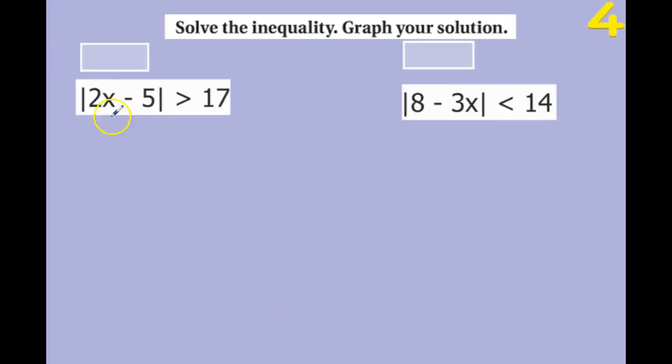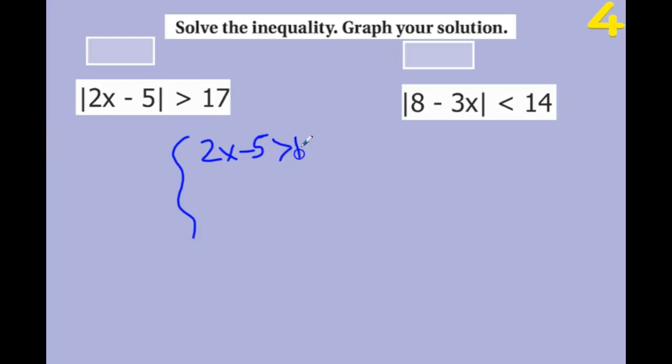All right. Same thing here. This could be equal to or greater than positive 17 or negative 17. So we have 2x minus 5 is greater than 17, and 2x minus 5, flip the sign, and negative 17.